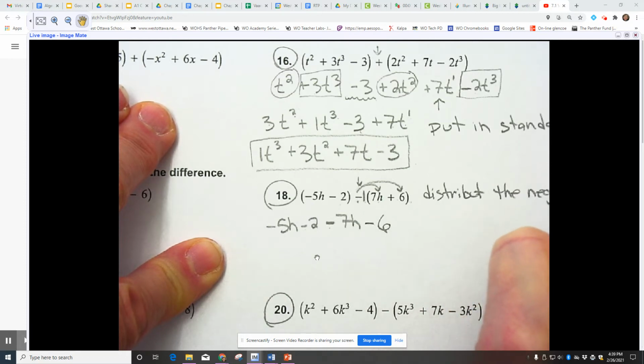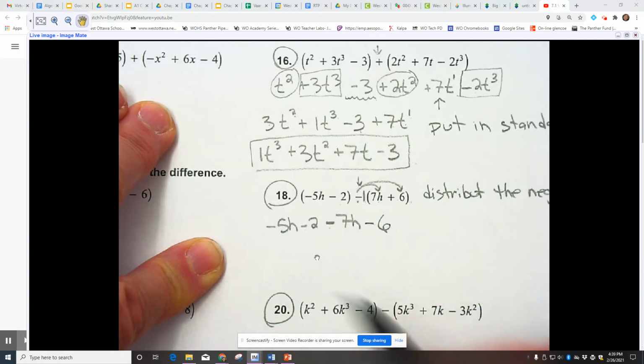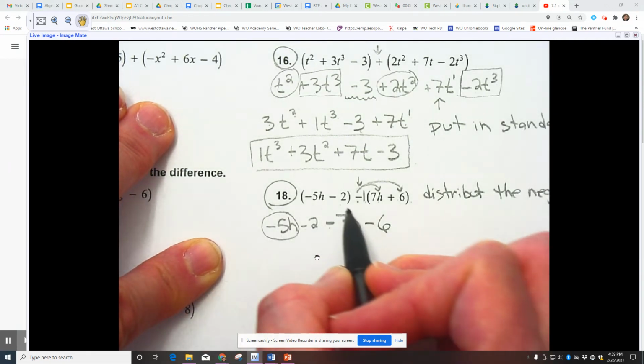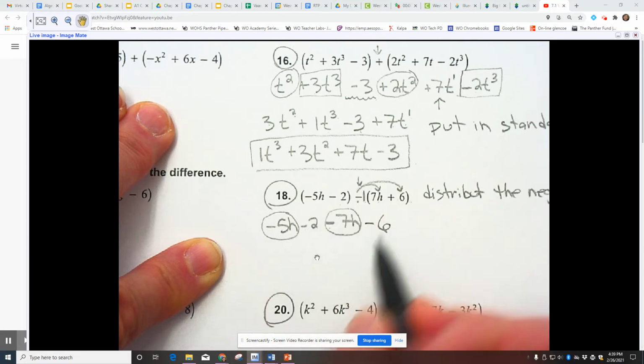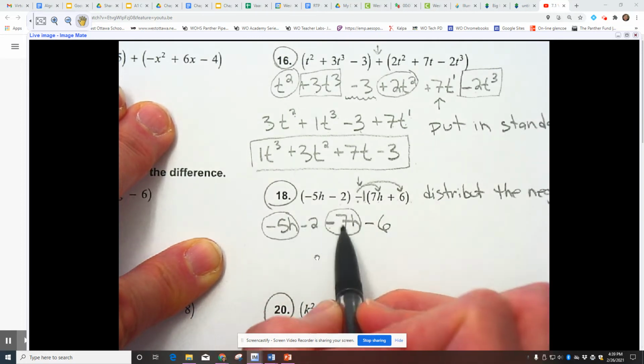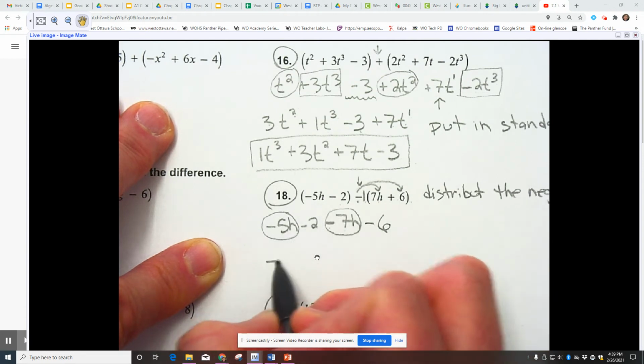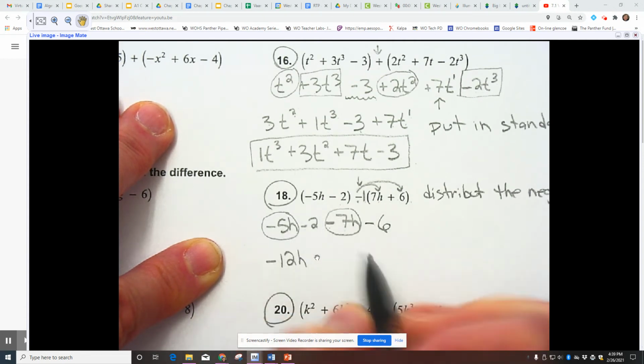Share that negative with everybody behind it, not in front of it. Now let's combine like terms. I got an h and an h with an exponent of 1. Add the coefficients. Negative plus a negative is a bigger negative, negative 12h.